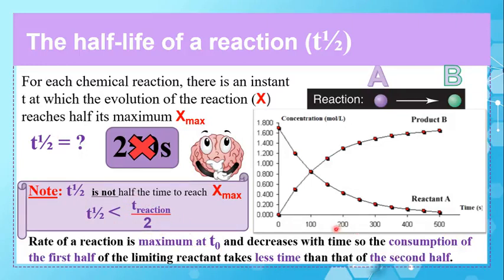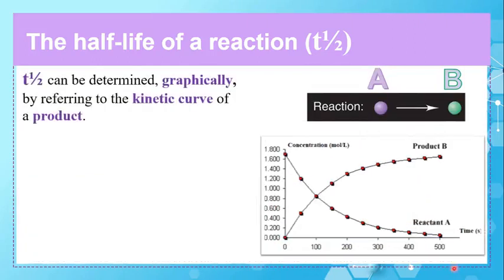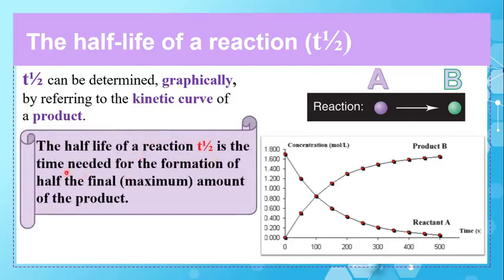So what is t half of this reaction? Let's see. T half can be determined graphically by referring to the kinetic curve of the product. By definition, T half is the time needed for the formation of half the final or the maximum amount of the product. Let's see. This is the kinetic curve of the product B. The maximum amount reached by B is 1.7 mol per liter.